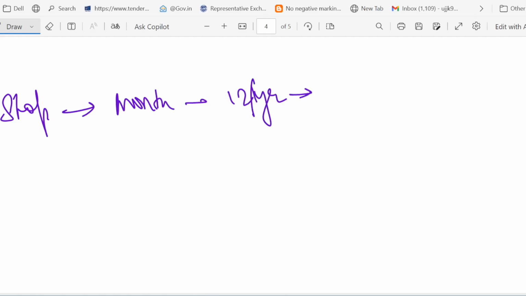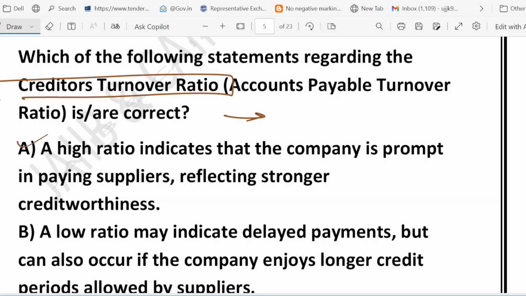Right, 12 times in a year. So it is a high ratio. So the supplier trusts this shop. So yes, option number A is correct, reflecting the stronger creditworthiness.